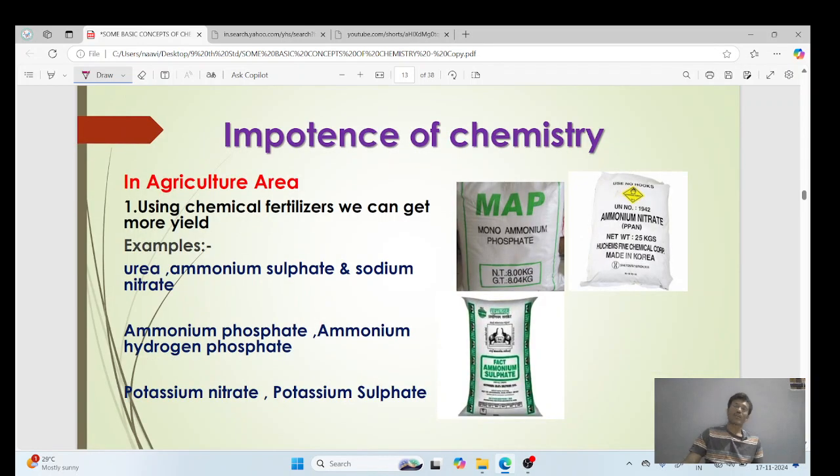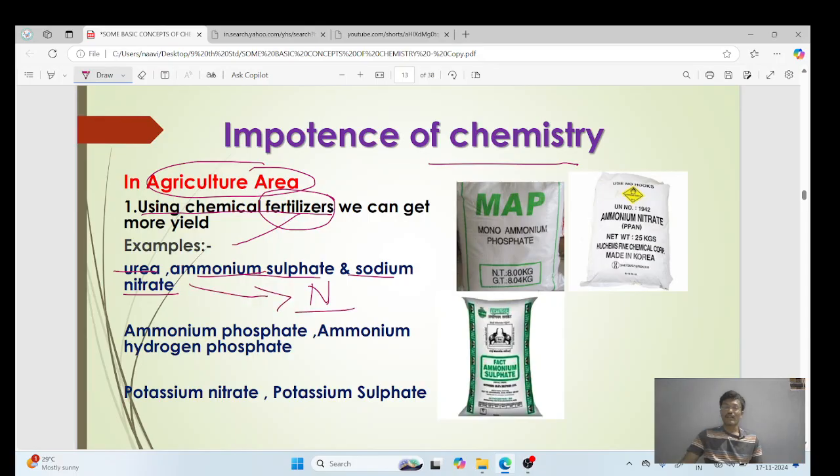Now, the importance of chemistry. What is the importance of chemistry? Mainly in the agriculture area. In agriculture, using chemical fertilizers, we can get more yield. Fertilizer means it enhances the growth of the plant and the productivity. Examples of fertilizers are urea, ammonia, ammonium sulfate, sodium nitrate. These are called nitrogen bases; these products give nitrogen.